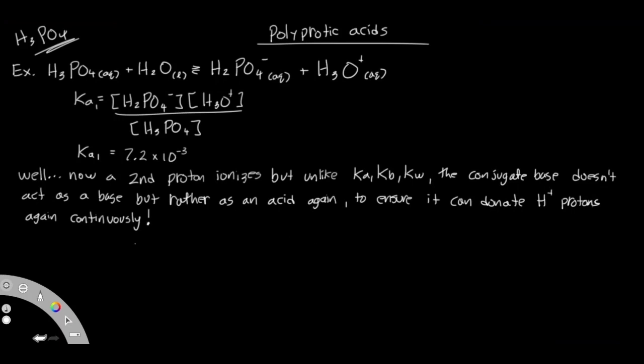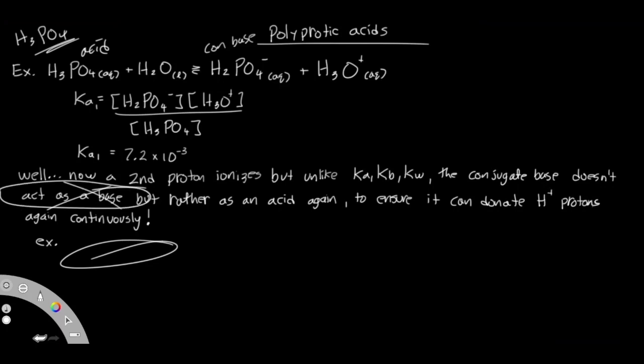So let's have a look. We have our H2PO4. This here, remember, is our conjugate base. This, like I always established, was our acid. When it removes that proton, what is left over, what has formed after that hydrogen got removed, becomes our conjugate base. We've seen this in our previous videos repetitively. So this here is a conjugate base. We're not going to make it act as a base. Okay? Not act as a base, but rather as an acid again.